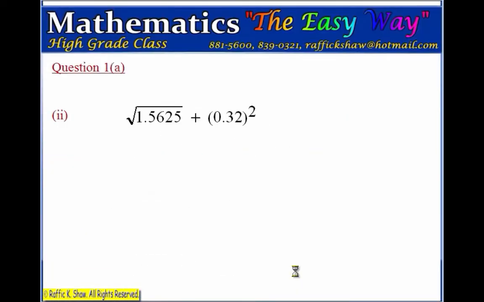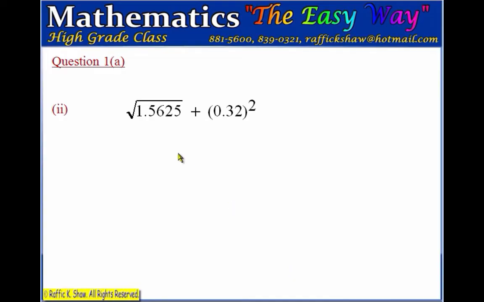Let's move down to part 2. In part 2, we are told to find the exact value of this expression. So what we have here is the square root of this number plus the square of this number. And what is important here is that we do the addition last. So we need to find the value for this expression and then square this term and find the value for this expression. Get those two numbers separately first and then add the result of those two operations.